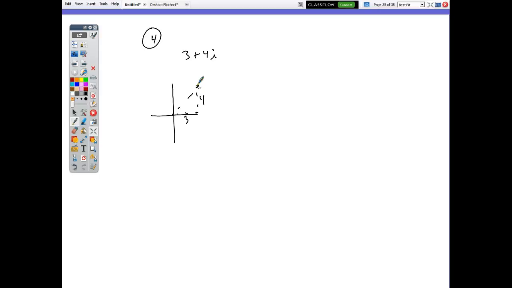Okay, so how do I figure out what this r is? Pythagoras, right? So I'm going to go 3 squared plus 4 squared equals r squared. That's 25 equals r squared. r equals plus or minus 5. We ignore the fact that 5 is positive or negative because it's the hypotenuse. We're going to make it a 5. Good? Okay, so r is 5.